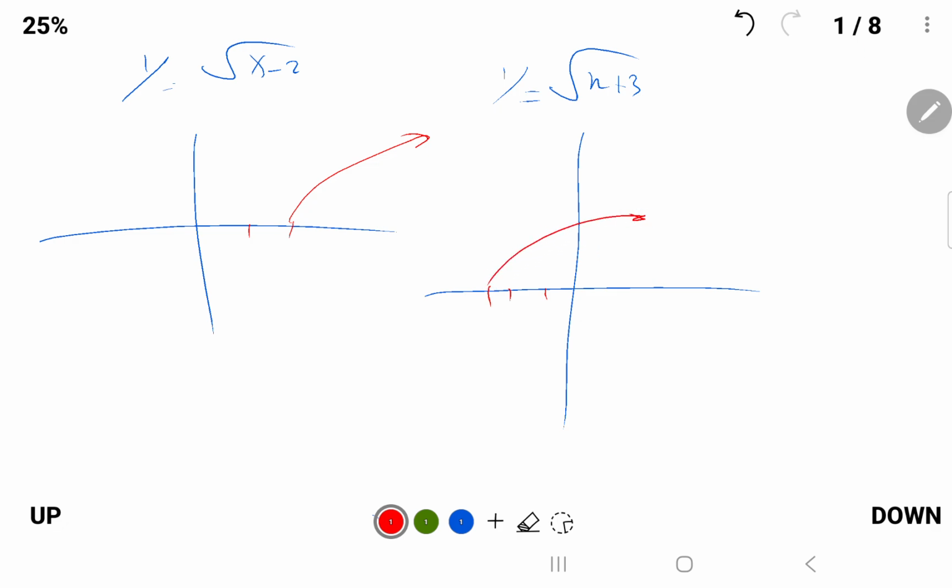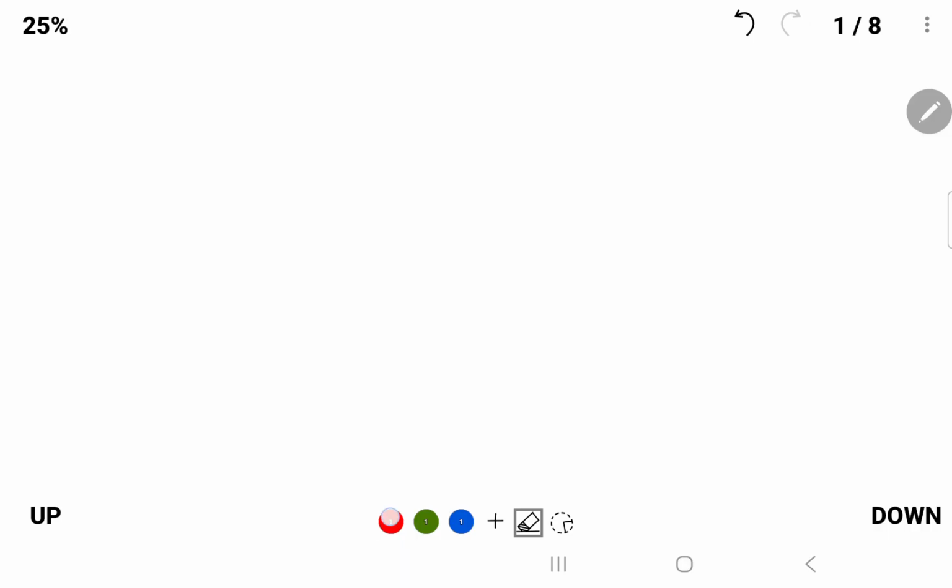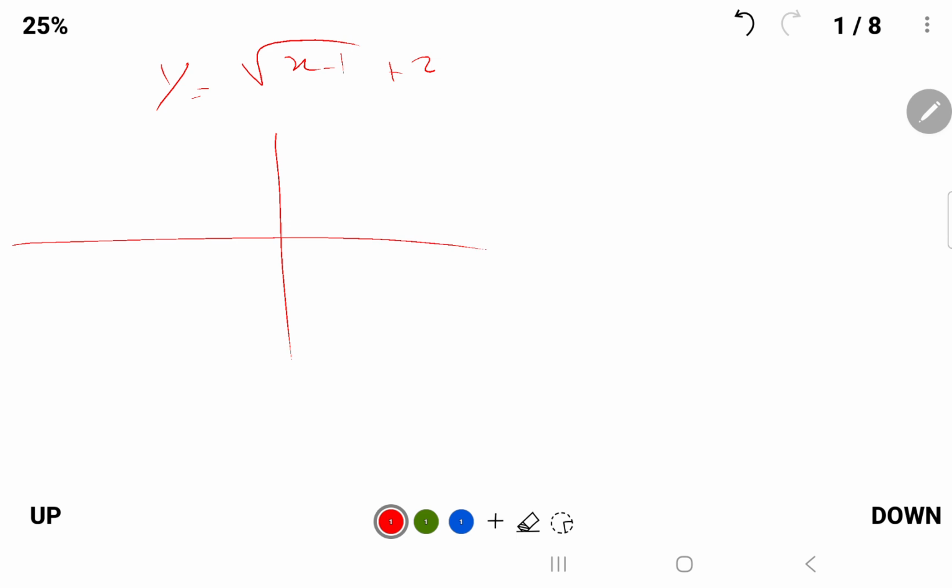Now let's see if you have y is equal to the square root of x minus 1, plus 2. Now the graph has been shifted 1 unit to the right and it's been shifted up 2 units. So here you have 2 units and 1 unit like this.